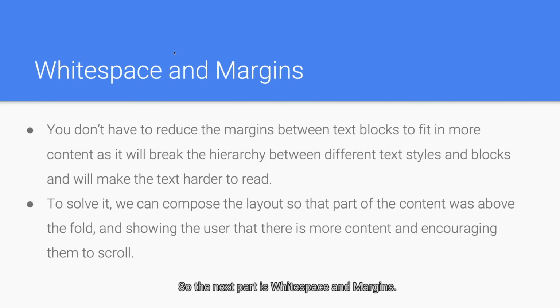So the next part is white space and margins. Mobile devices have a very limited screen size, so you want to fit as much text as possible within a single visible screen. You don't have to reduce margins between text blocks to fit in more content, as it will break the hierarchy between different text styles and blocks and will make the text harder to read. To solve it, we can compose the layout so that part of the content is above the fold, showing the user that there is more content and encouraging them to scroll down.